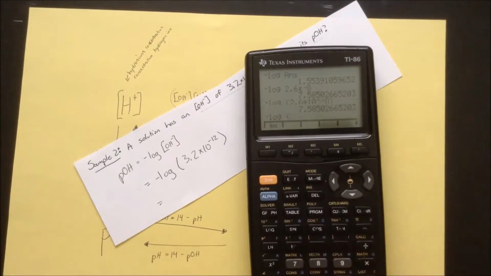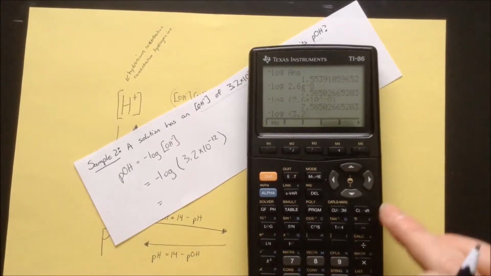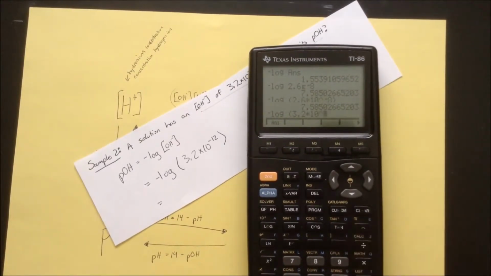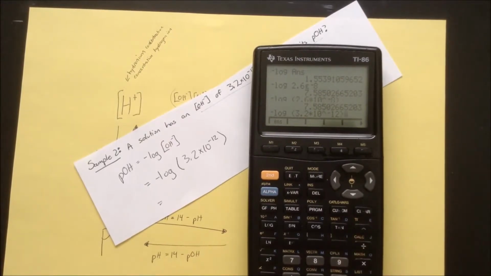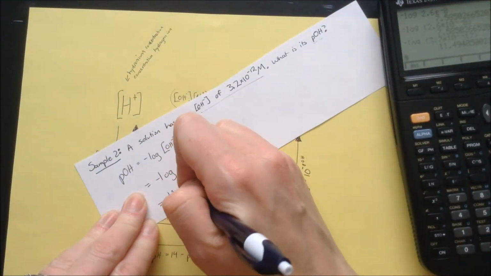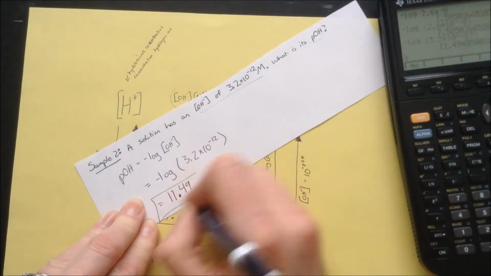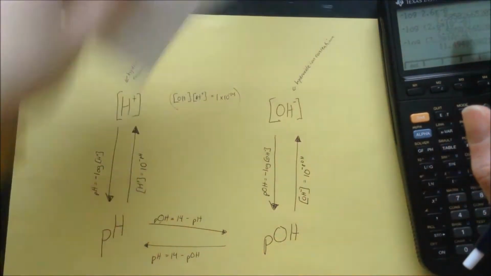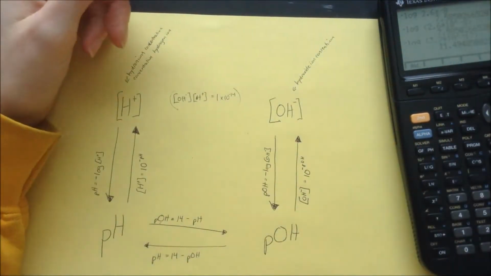Some of the scientific calculators, you can do it differently. 3.2 times 10 to the negative 12. Okay, just make sure you use the negative button appropriately. And I get 11.49. So this one has a pH of 11.49. Okay. Again, these problems don't take long. You just have to remember where the numbers go and what you're doing.